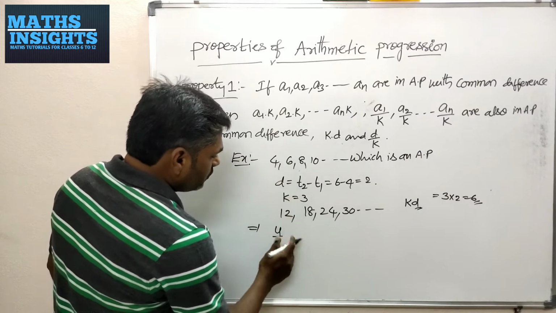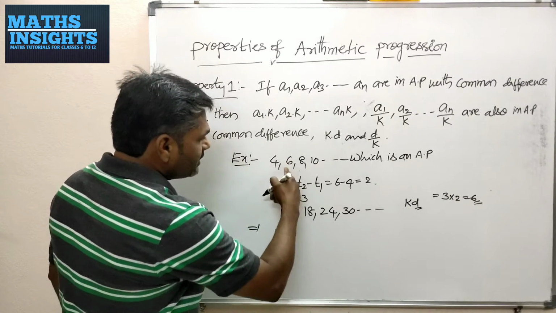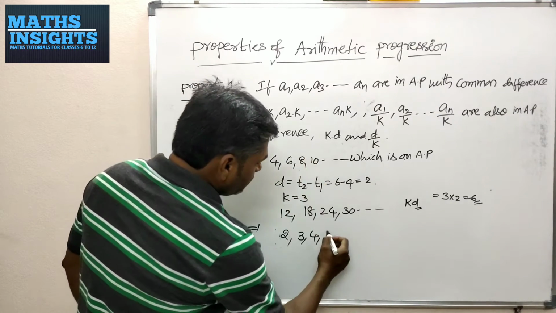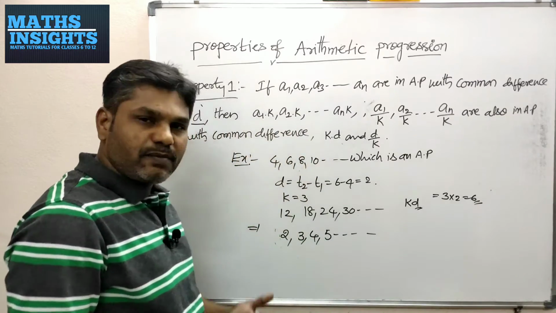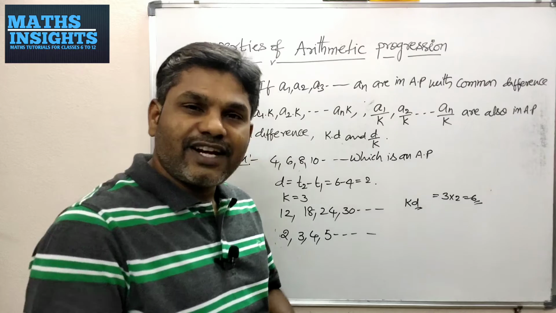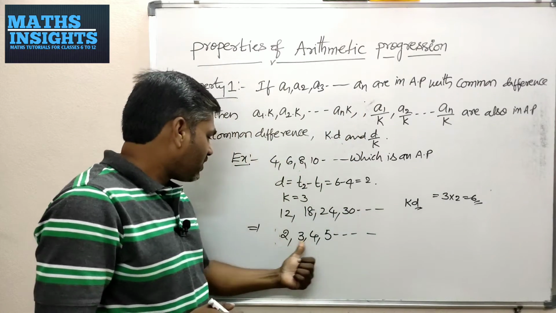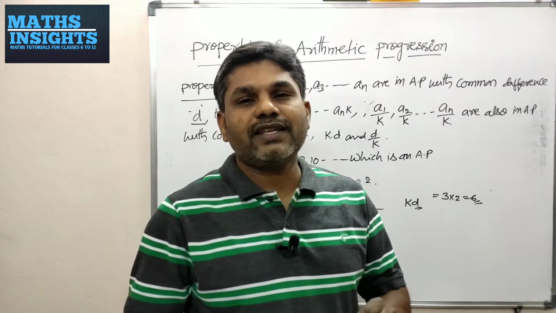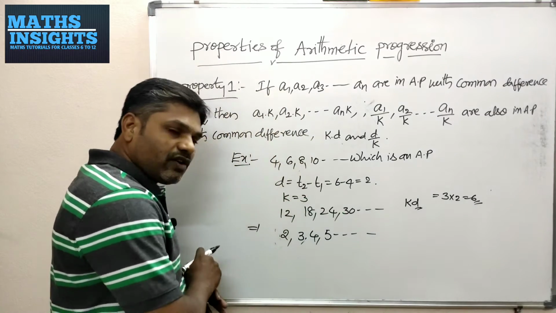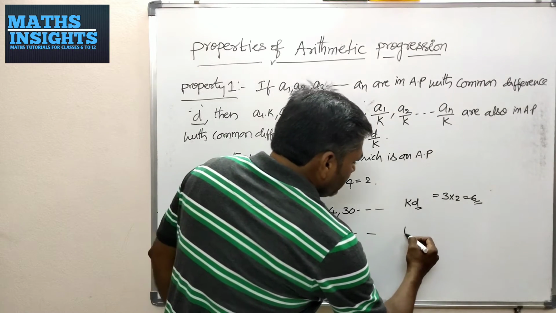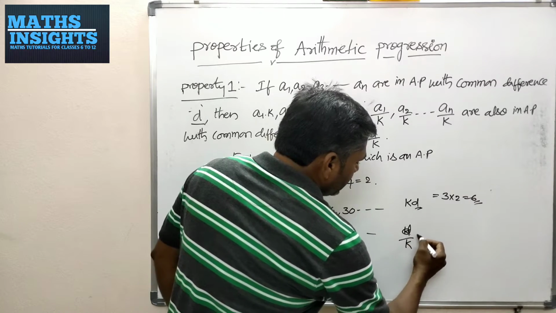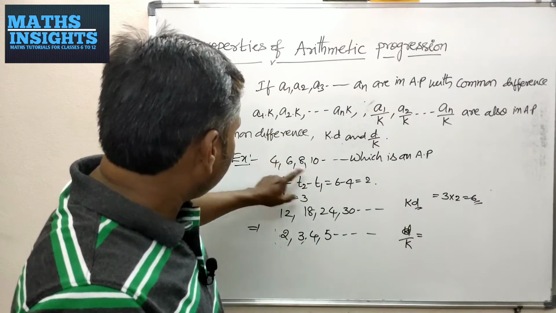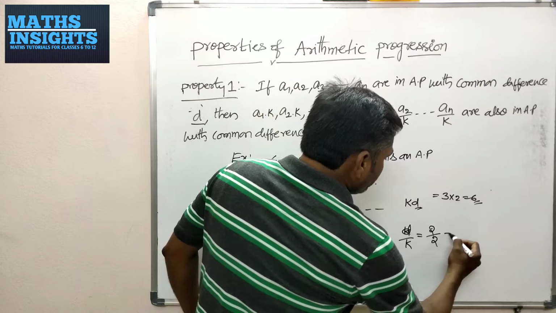Therefore, 4 by 2 is 2. 6 by 2 is 3. 8 by 2 is 4. 10 by 2 is 5. And so on, which is an AP. Why? Because if you verify the common difference, 3 minus 2 is 1, 4 minus 3 is 1, 5 minus 4 is 1. The common difference is the same if you subtract the consecutive terms. Then it will also form an AP, and the common difference is D by K. Here D is the common difference of the original arithmetic progression, and you know that is 2. 2 by 2 is equal to 1.